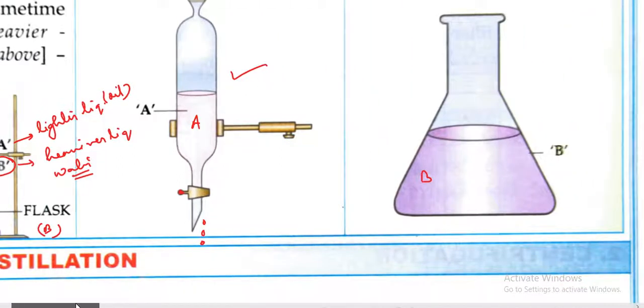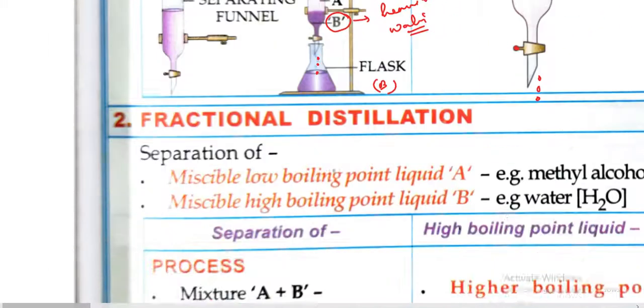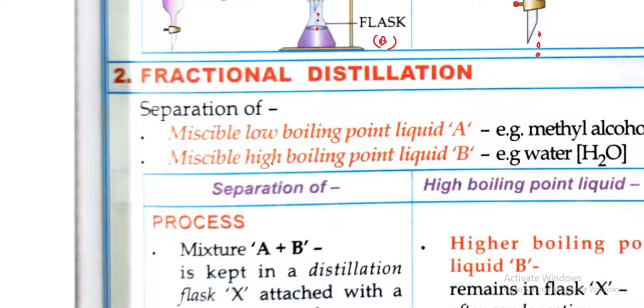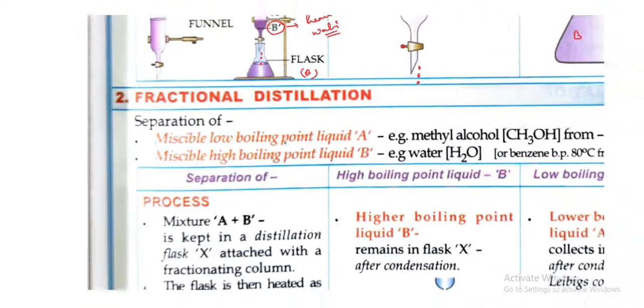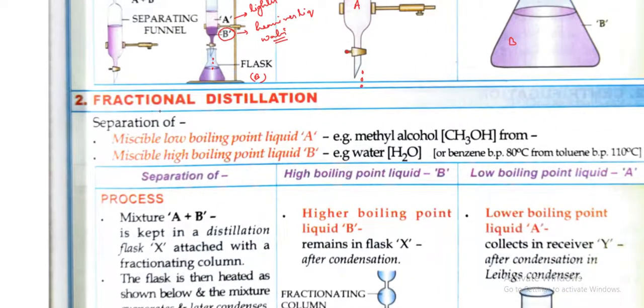Understood? Now let us see what is distillation. So what happens in fractional distillation? In fractional distillation, we take liquids that are both miscible. Here oil and water were immiscible, but here both are miscible. The low boiling point liquid is named A and the high boiling point liquid is named B. So low boiling point is alcohol. So let alcohol or methyl alcohol be our A and water be our B.